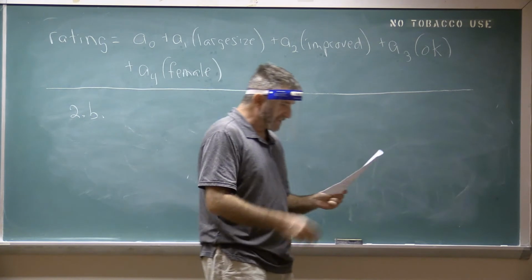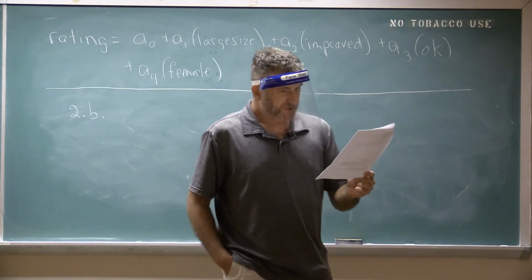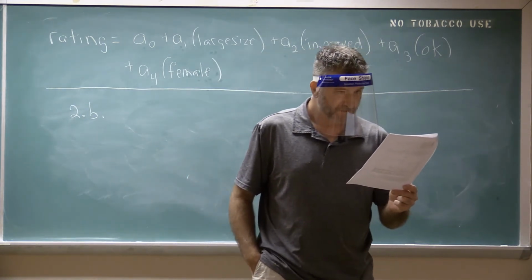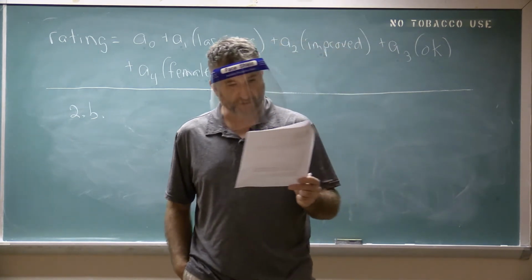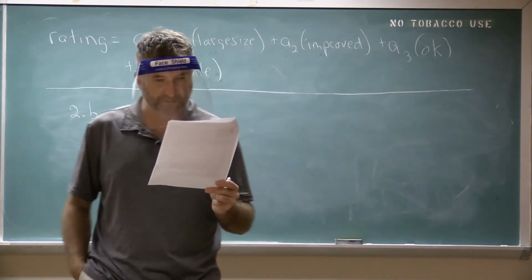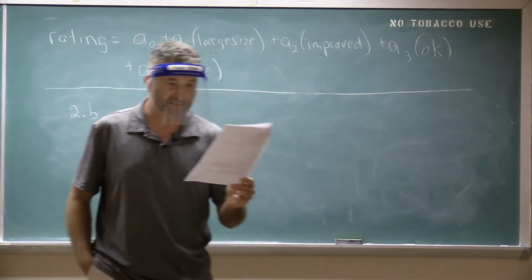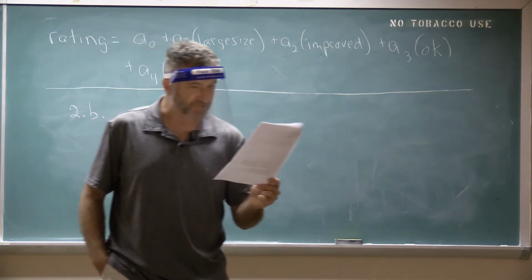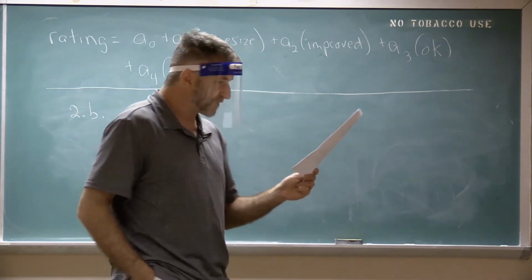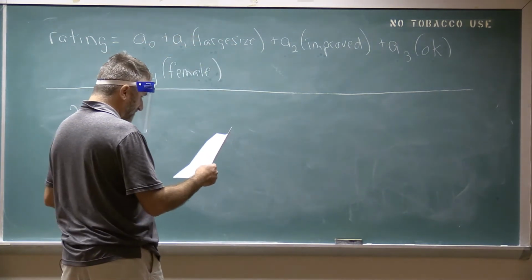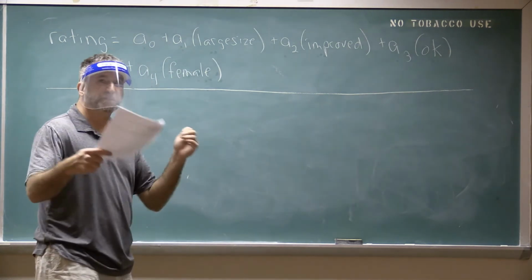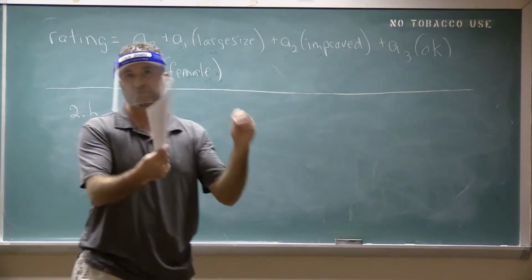2B says, now suppose improved equals Oklahoma equals female equals 0, but large size equals 1. What type of pecan or respondent does the equation refer to? So now all the other variables are 0 except for large size. And so that's like we went from that baseline package and just increased the size of the pecan.